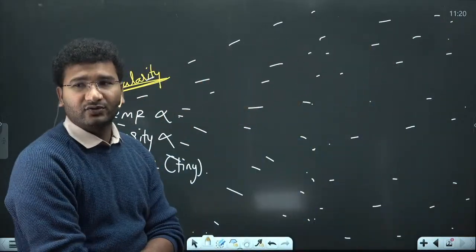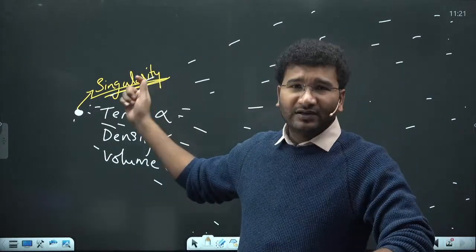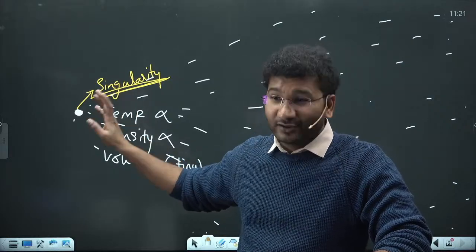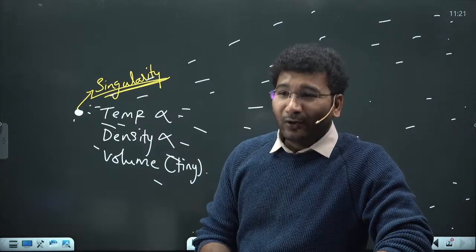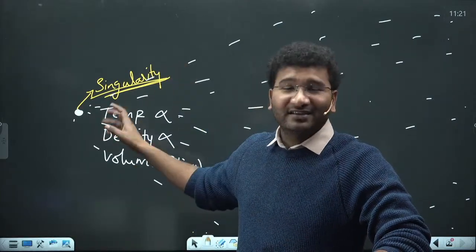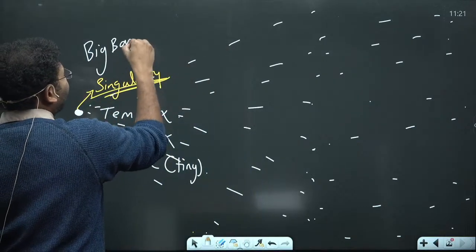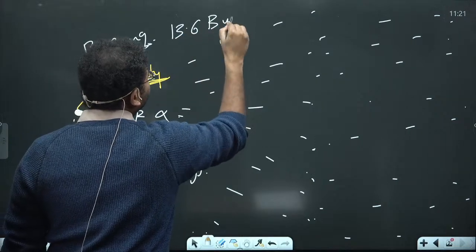Now why did the blast take place? We do not know, right? But our scientific research says that there is a concept called singularity. Singularity was there, but why the blast happened, we do not know. Now this particular blast is called the Big Bang. Now when did this happen? This happened 13.6 billion years ago.